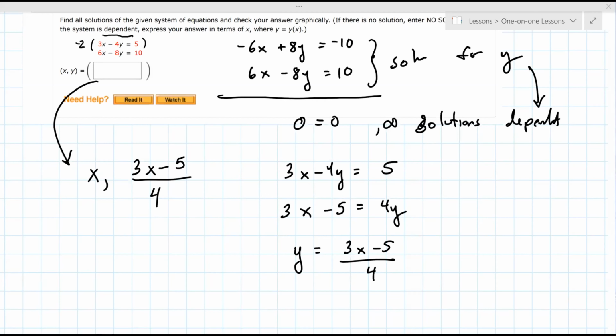You'll definitely want to make sure you're comfortable entering these answers into WebAssign so that when you get to the test, you know what to do. Okay. All right, number three. Number three is going to be the other kind of exception.